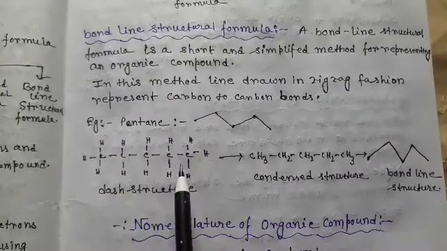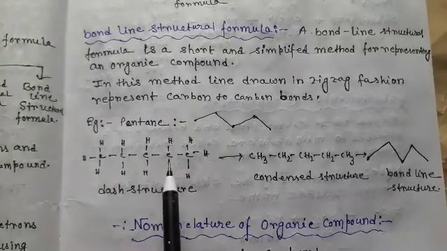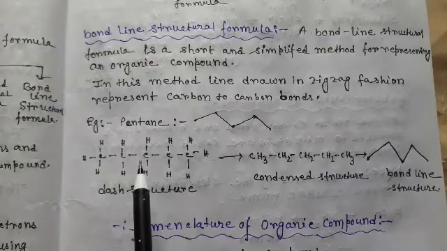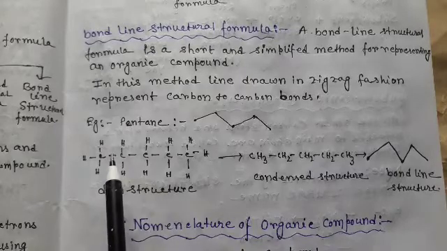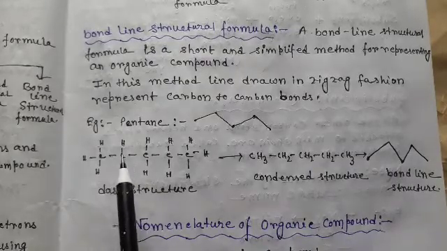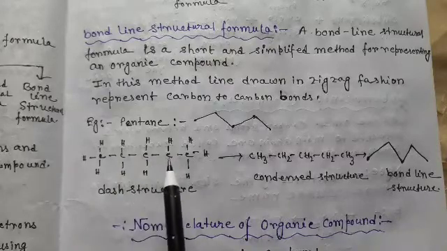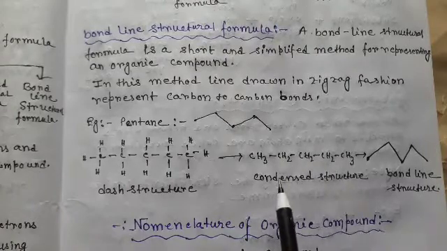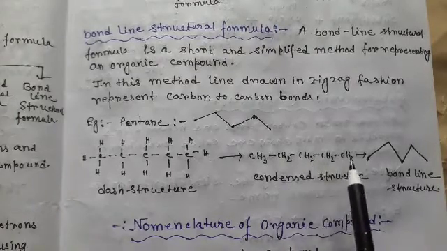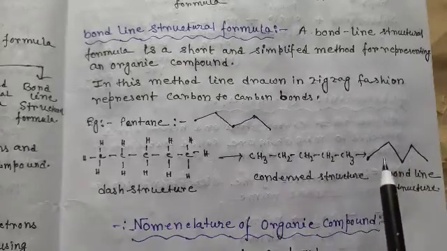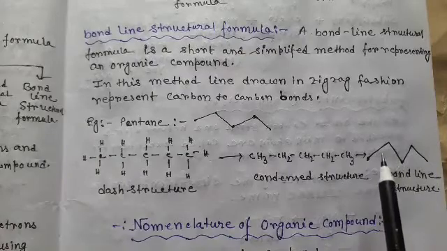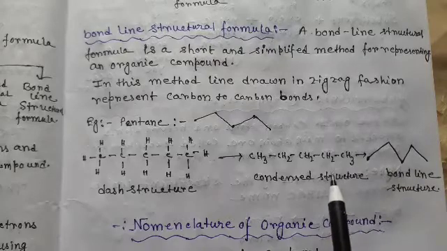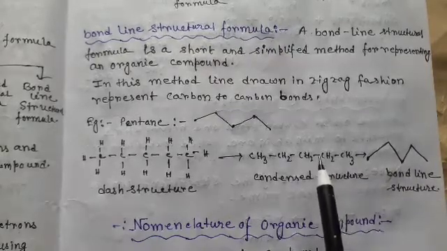This is the dash structural formula of pentane. Here 5 carbons are present, that is why it is pentane, and the carbon hydrogen and carbon carbon bonds are represented by dashes, that is why it is the dash structural formula. When the carbon hydrogen dashes are omitted, only the carbon carbon bonds remain, and they form a condensed structure, that is CH3 CH2 CH2 CH2 CH3, the condensed structure of pentane. It is simplified by the bond line structural formula, with lines drawn only between carbon carbon bonds in a zigzag motion. That is the bond line structural formula of pentane.